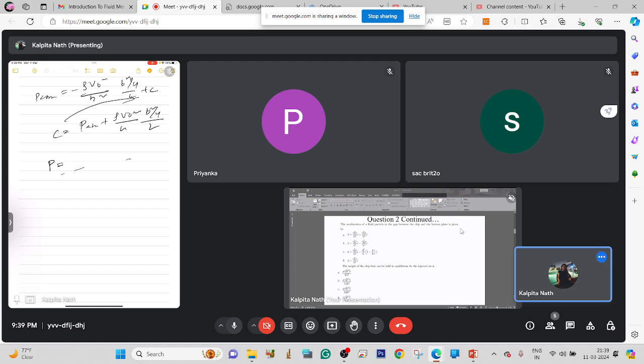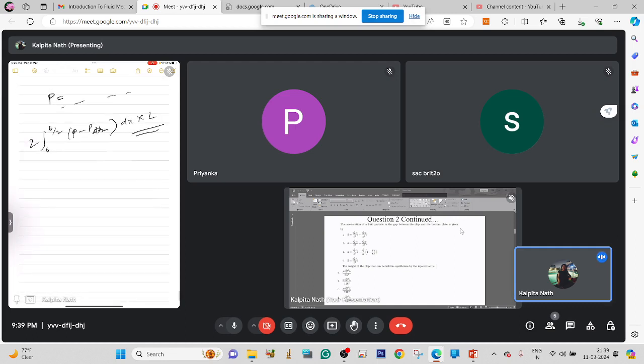So we'll get some expression for p, and the net upthrust will be twice the integral from 0 to b by 2 of this pressure, the pressure we got, multiplied by area. So pressure multiplied by area will give force. So the total force applied in the upward direction will be equal to the weight of the plate to keep it in equilibrium. So this will come out as L rho v naught square b cubed upon 12 h square. So this is option B.